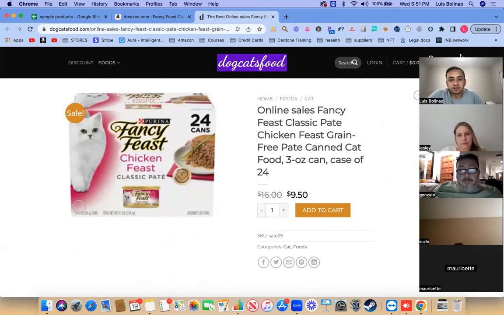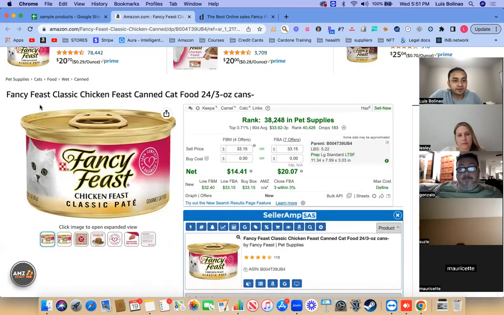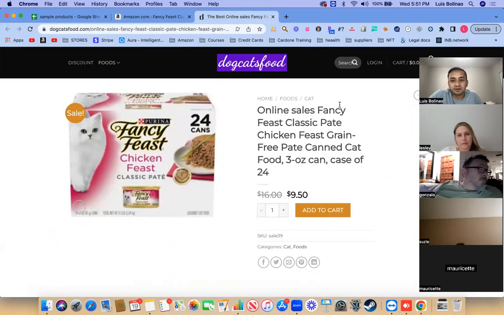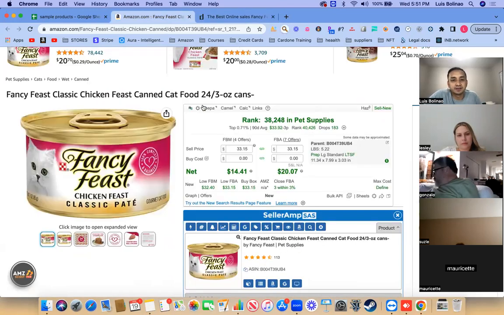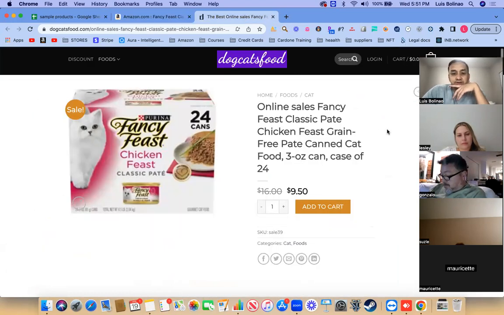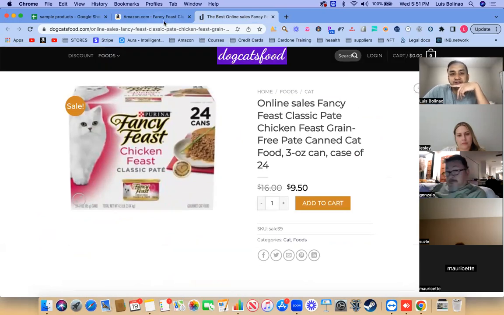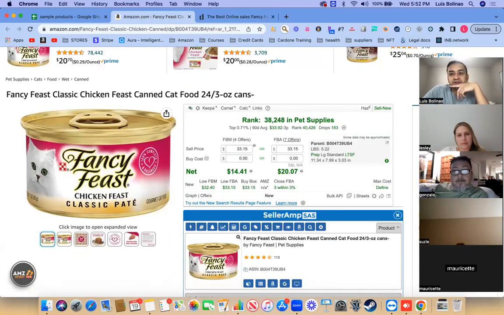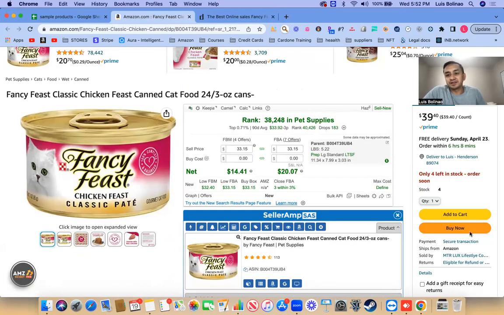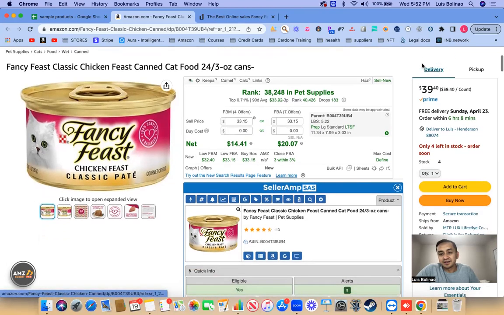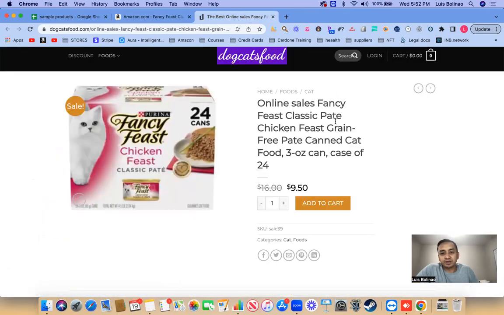So this one is, I think, the same product. Fancy Feast, classic chicken, wet cat food. So 3-ounce can, case of 24, right? So this one to me is suspicious because the selling price on Amazon is like $40, right here, and the supplier's price is like $9.